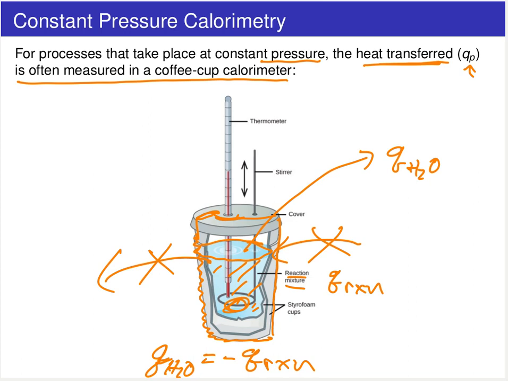Okay. I've said that a little bit backwards there. The magnitude is going to be equivalent for both of them, and the actual Q of H2O is going to be negative Q of reaction. Right. Whatever one gives up, the other one grabs.